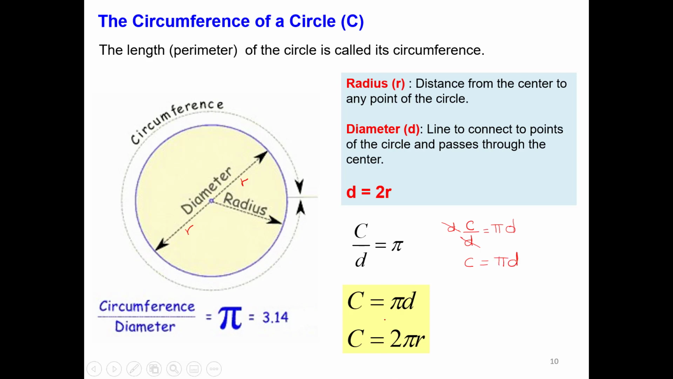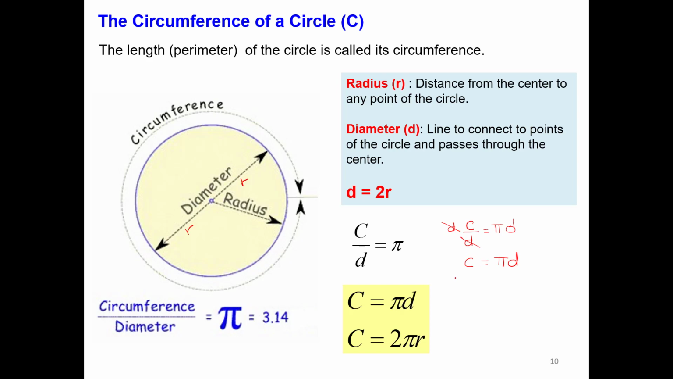Then this is the equation we have right here. One way we can calculate the circumference of any circle is to multiply pi, which is equal to 3.14, times the diameter. If you know the diameter of the circle, to get the circumference you just multiply pi times D.